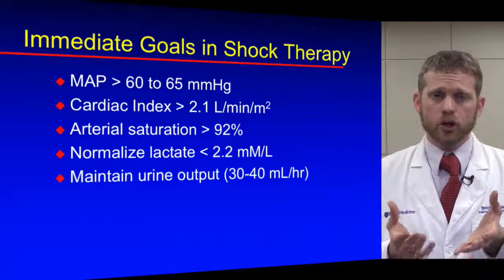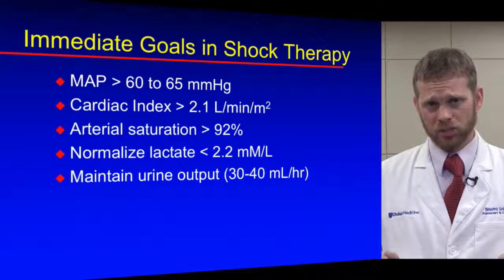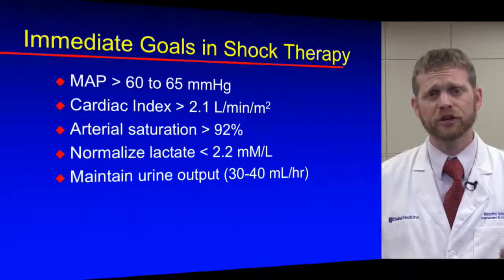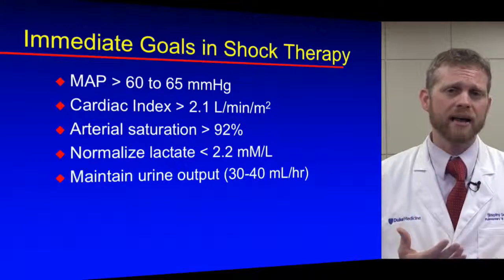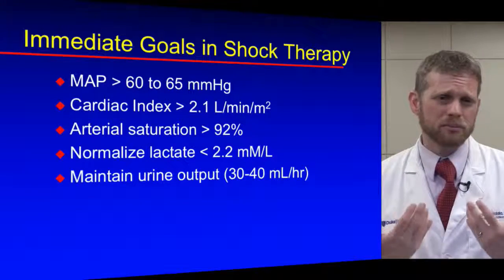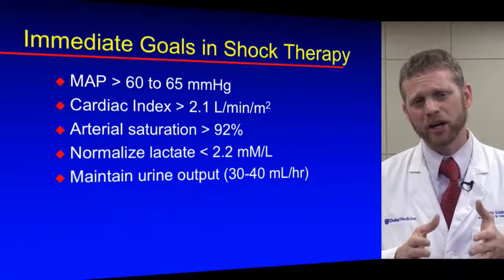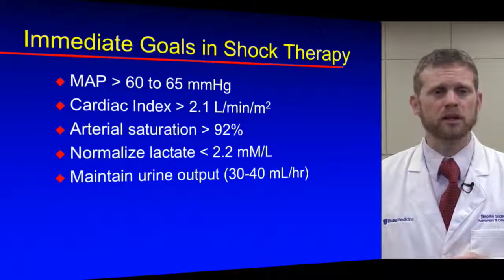Your goal is to try to normalize their lactate, especially if it's elevated. You want to do aggressive resuscitation to try to get that lactate down. And if someone's not in renal failure, you want to maintain urine output. Typically, they say 0.5 mg per kg per minute, which to me, it translates out in most people to about 30 or 40 cc's an hour. I don't want to go below 30 cc's an hour in the initial treatment of shock.